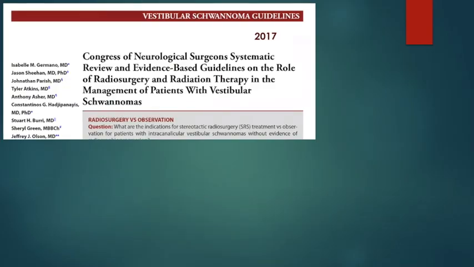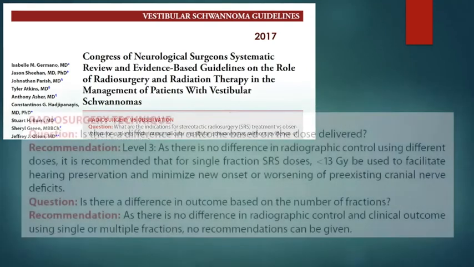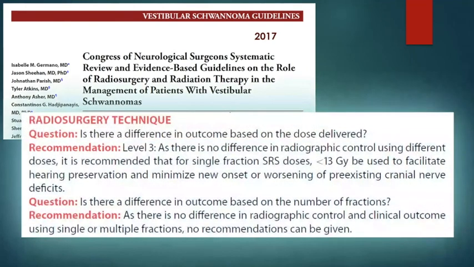So what is our present recommendation now? The present recommendation as it stands in 2017, and I have not found any evidence beyond that, is the Congress of Neurological Surgeons Systematic Review and Evidence-Based Guidelines on the role of radiosurgery and radiotherapy in the management of patients with vestibular schwannomas. The recommendations are somewhat sad. It asks the question: is there a difference on the basis of the dose delivered, whether 30 gray in single fraction, 25 gray in 5 fractions, 36 gray in 6 fractions, or 50 gray in 25 fractions? Is there any difference between them? The answer to that is no.